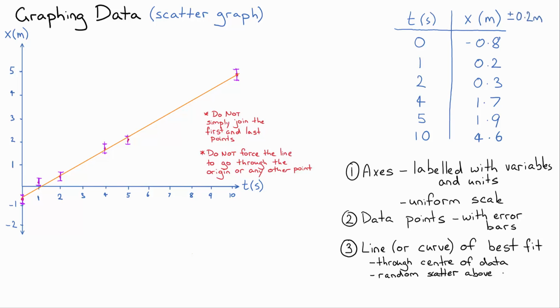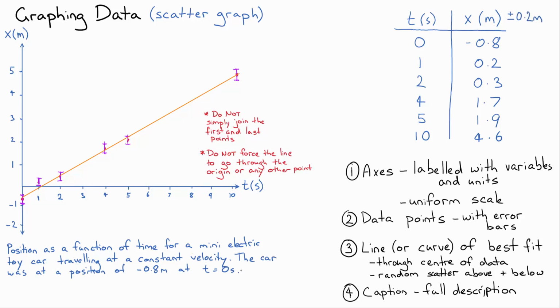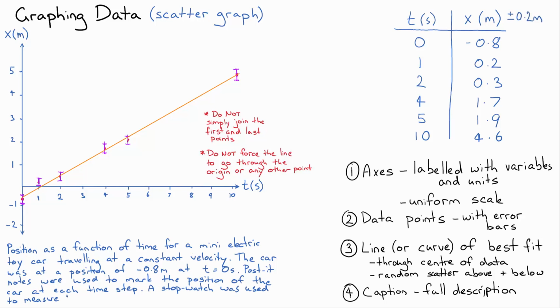So in this case, I've written a detailed caption. The position as a function of time for a mini electric toy car travelling at a constant velocity. The car was at a position of -0.8 at time equals 0. Post-it notes were used to mark the position of the car at each time step. A stopwatch was used to measure time, and a ruler was used to measure position. And I think you'd agree that that's a pretty comprehensive description of the data and of the experiment.